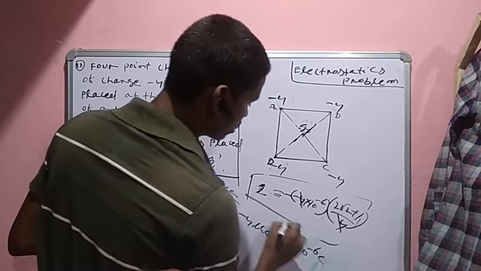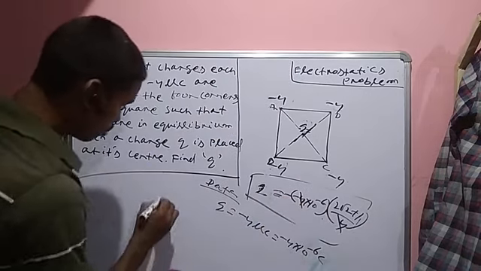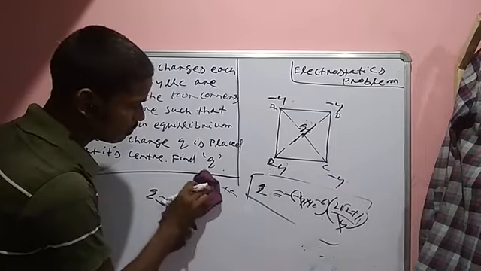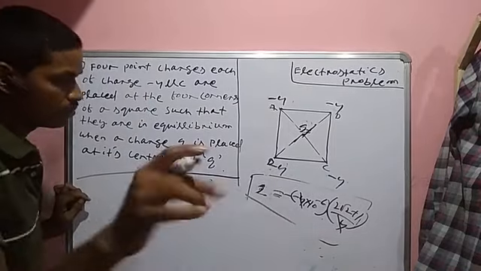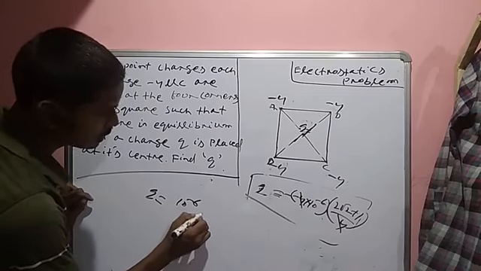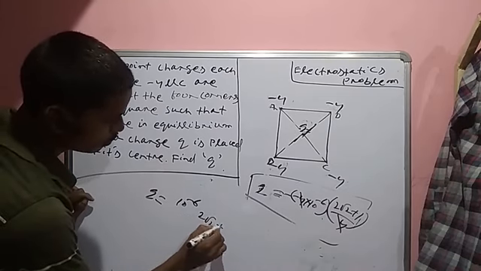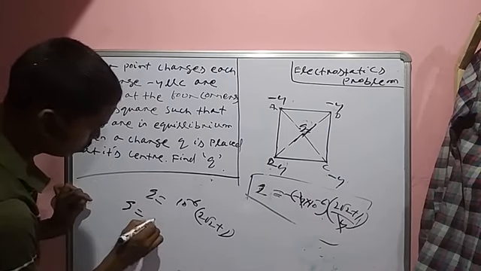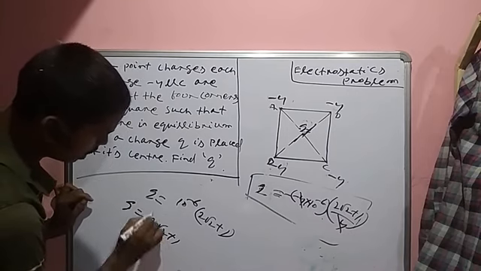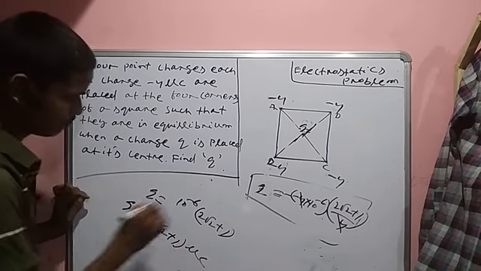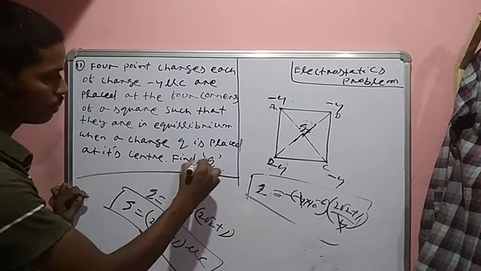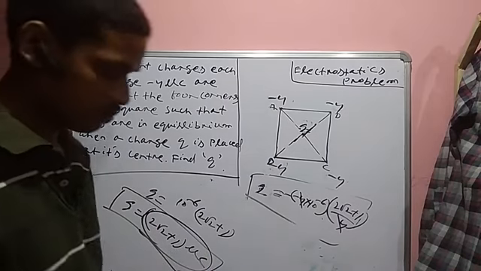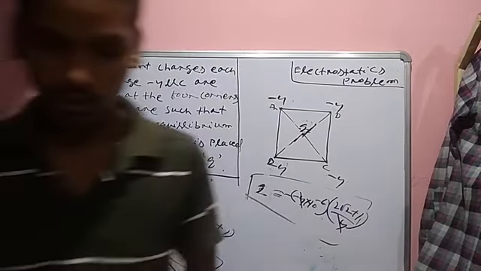So the 4 cancels, minus and plus. So Q is 10 to the minus 6 (2√2 plus 1), or Q is equal to (2√2 plus 1) microcoulomb. This is the answer. So find the Q, the value of Q is this, (2√2 plus 1) microcoulomb. So, next question.